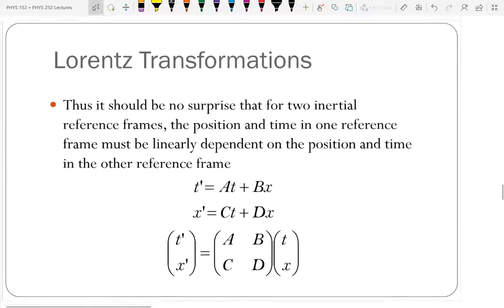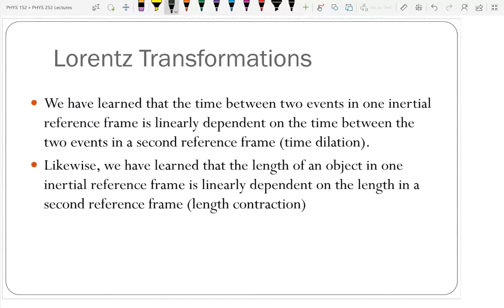Transformations. Based on this, we've learned that the time between 2 events in one inertial reference frame is linearly dependent on the time between 2 events in another reference frame. That is, we had delta t prime is equal to delta t times lambda. That's funny with the multiplication sign. Or times gamma. Time dilation equation. And we had length is also linearly proportional between the reference frames. Now, the proportionalities are times gamma divided by gamma, but they're linear.